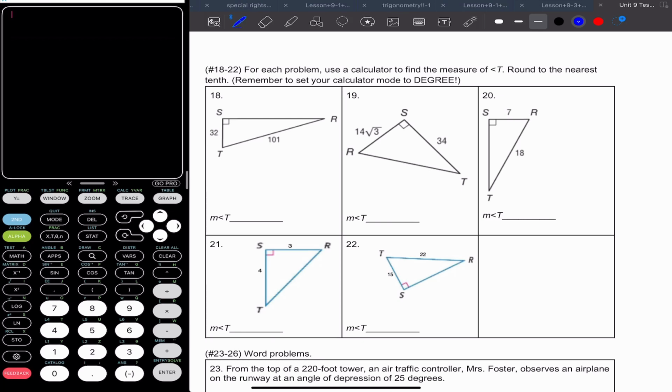18 to 22: for each problem, use a calculator to find the measure of angle t. Round to the nearest tenth. Remember to set your calculator mode to degree. Okay, let's take a look at number 18.